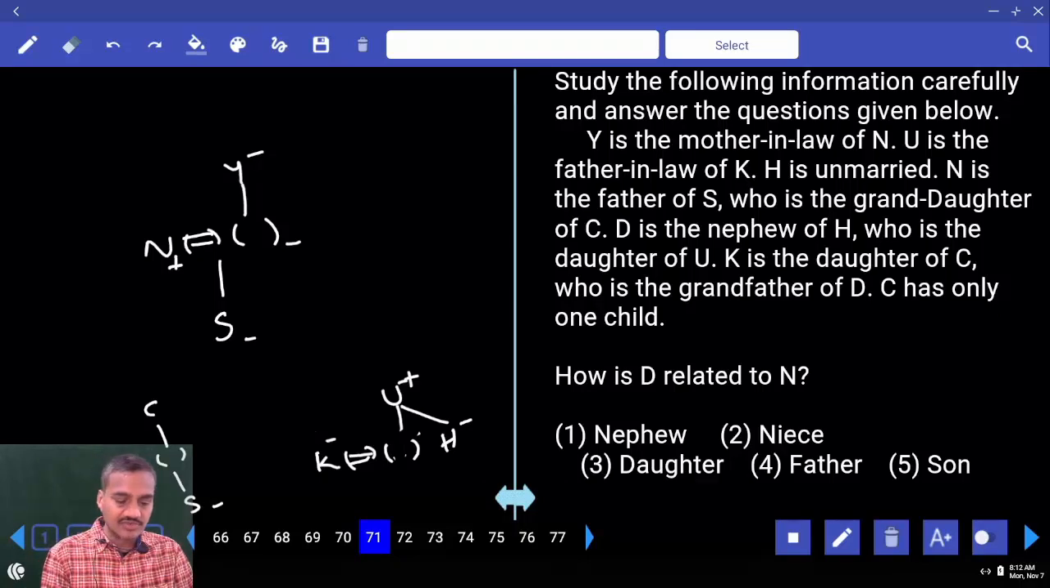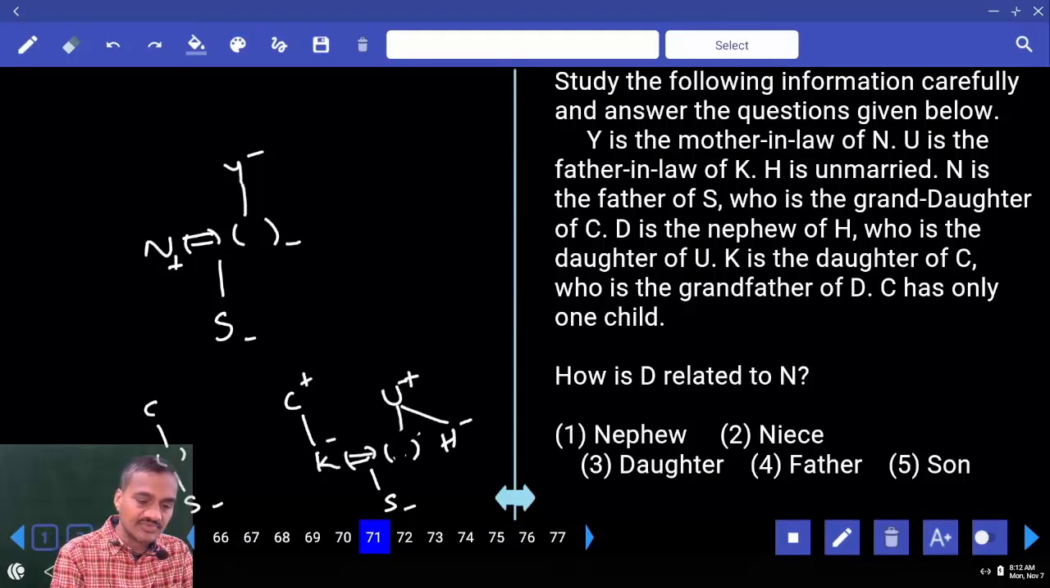This K is the daughter of whom? K is the daughter of C, unknown. K is the daughter of C, and at the same time S is the granddaughter of this person. And C is the grandfather of D. Now C is the grandfather of D as well. Then next one, C has only one child. Now C is having only one child, isn't it? And that child, and S, C is the person common here.